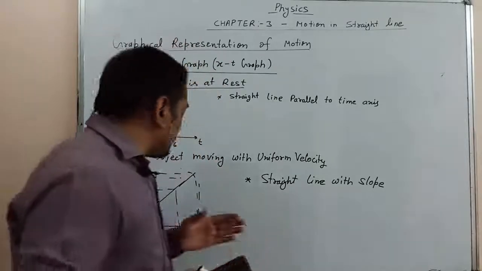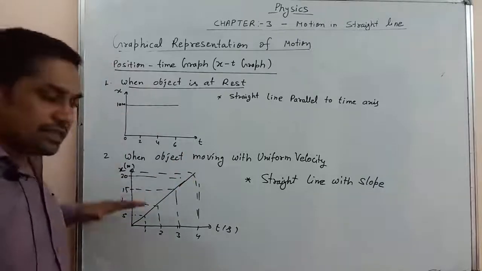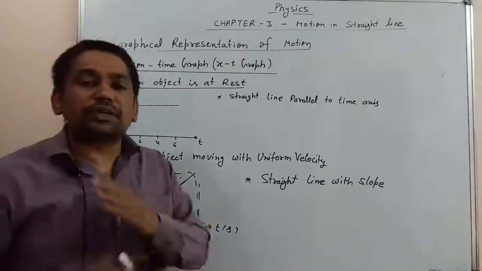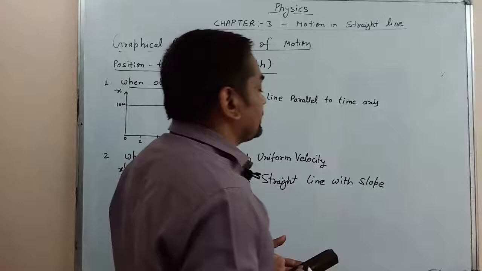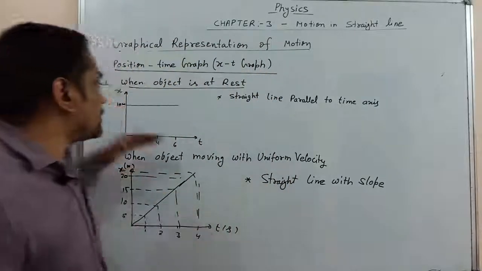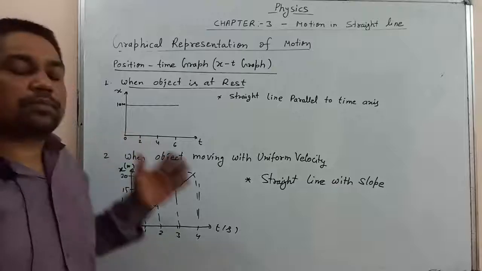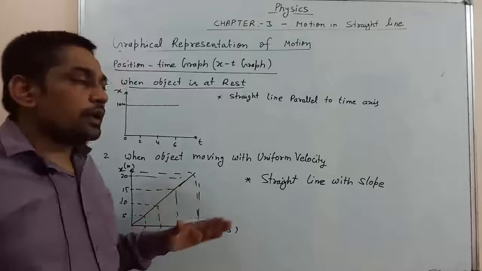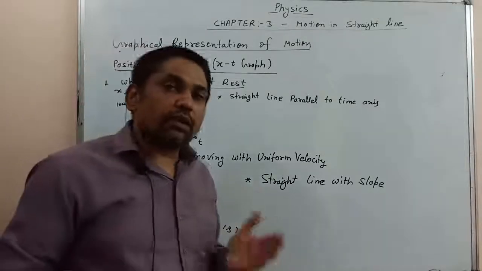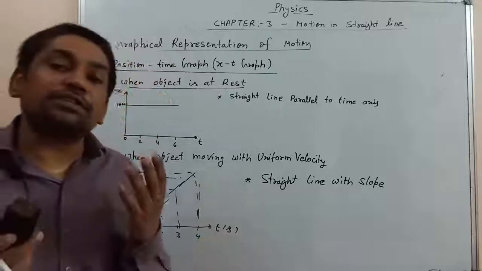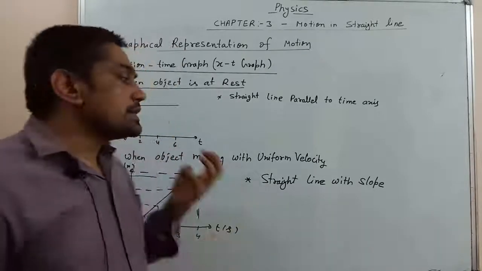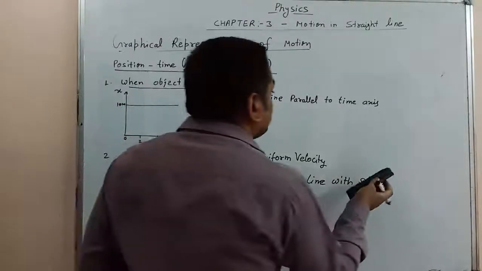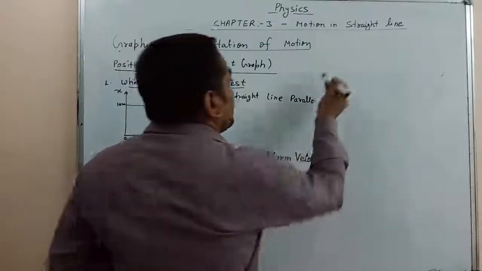Another kind of graph is if the graph is curved. This is a straight line parallel to time axis, this is a straight line with a slope. But if the graph is curved, then what type of motion does it represent? If the graph is a straight line parallel to time axis, it represents the object is at rest. If a graph is represented with a straight line with a slope, it represents the motion of an object with uniform velocity. But what kind of motion is represented by a curved graph between displacement and time? So we draw number 3.